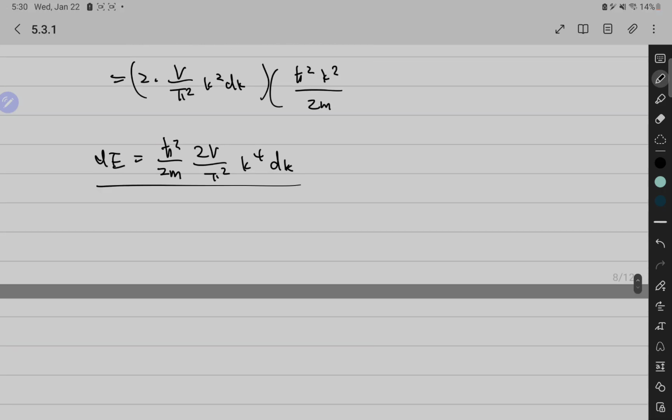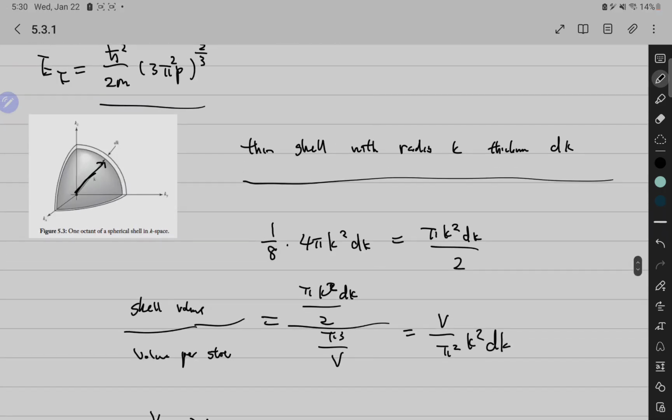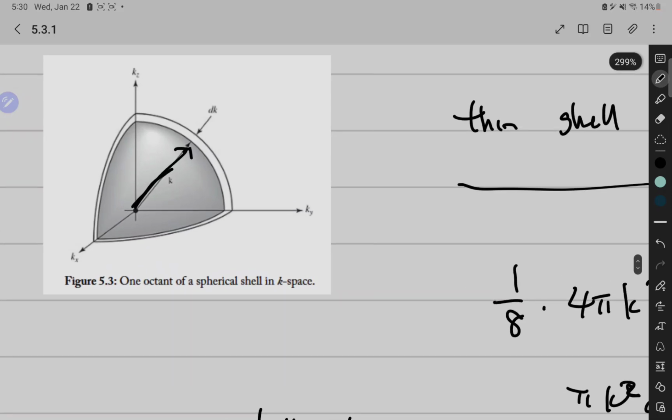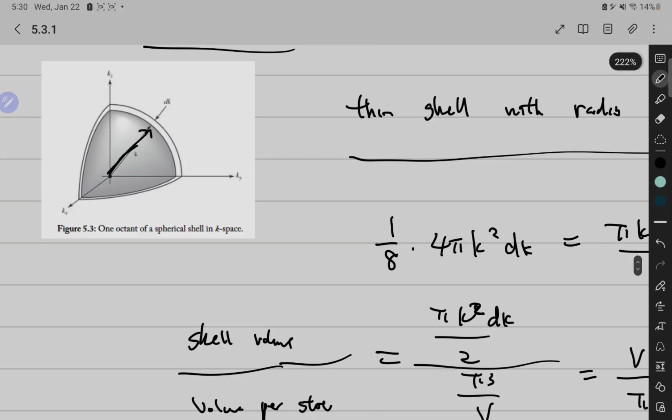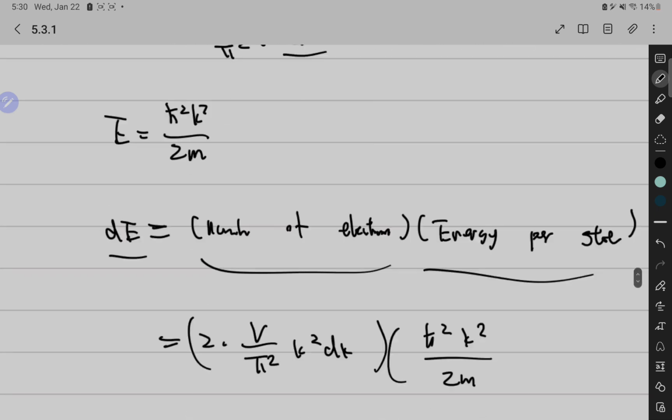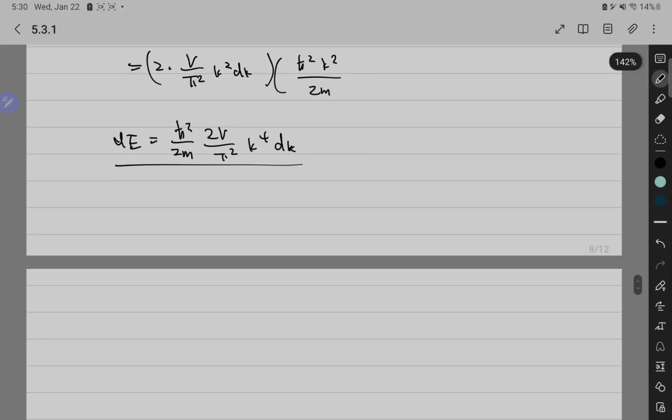So we have dE. Now is the very important part. Remember that what we have been doing is cutting this Fermi sphere into thin shells, and we have been looking at the total energy of each thin shell. We've been looking at the radius of this thin shell, but overall, in the idea of calculus, you need to integrate, because you need to sum up all the thin shells to obtain a full Fermi sphere, right?